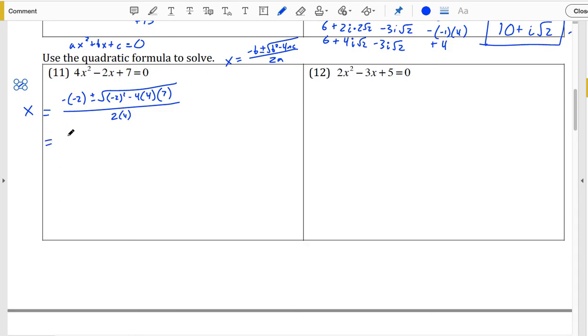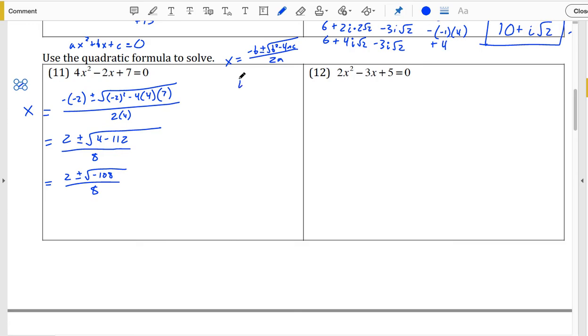So we've got x is equal to 2 plus or minus the square root of 4 minus, so we got 16 times 7, that is 112, all over 8. So I've got 2 plus or minus the square root of negative 108, all over 8. Okay, and I can simplify the square root of negative 108.